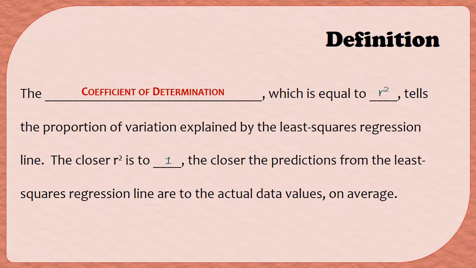So the coefficient of determination tells us what proportion or what percent of the variation we're noticing is explained by the regression analysis that we've done. The closer r squared is to 1, the closer we're going to expect the points to be to that least squares regression line, because that's what's doing most of the explaining of the variation. And the closer r squared is to 0, the more spread out we're going to expect those points to be.